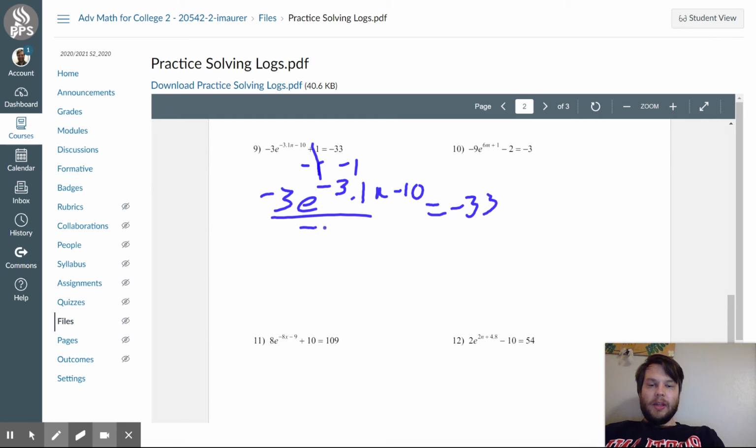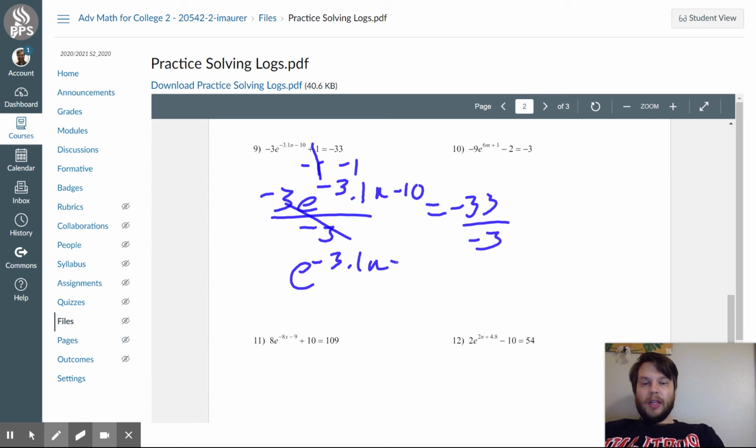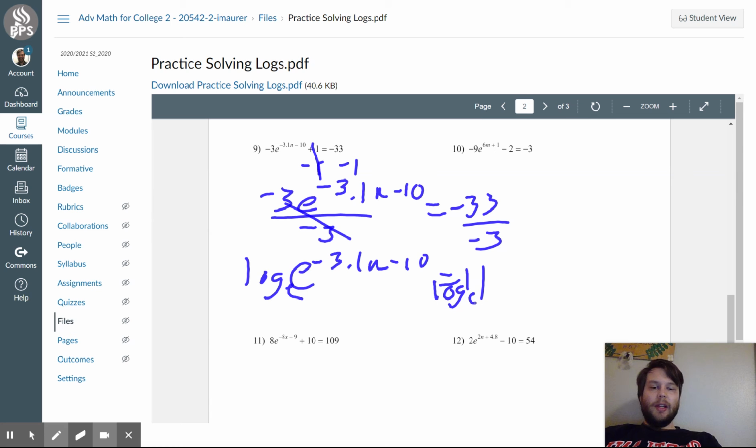Next I'm going to divide by negative 3 because that's the inverse of multiplication. So e to the negative 3.1n minus 10 equals 11. Now you can do the log base e. It just so happens that the number e is so important that a lot of times you'll see people just write ln instead of log with the base of e. And in fact, you'll see it on most calculators, on your phone calculator if you turn it sideways. ln just means log with the base of e.